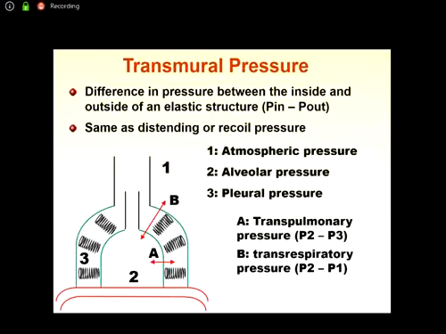And the third transmural pressure that is important to describe is C, the transthoracic pressure, which is basically the difference between the pleural pressure and the atmospheric pressure, and represents the total pressure required to expand or contract the lungs and chest wall.